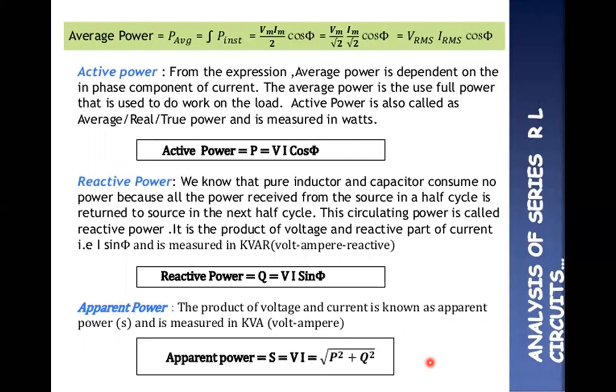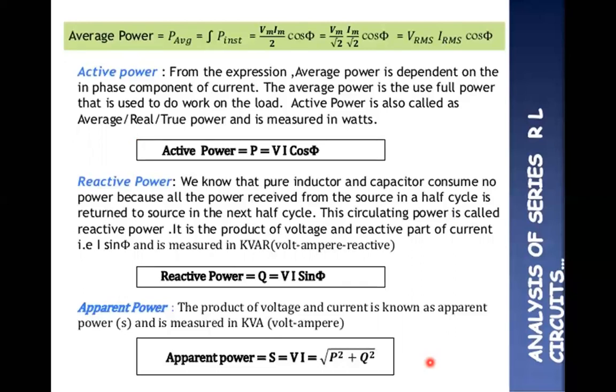So from here we have the average active and apparent power. Active power is dependent on the in-phase component of the current. The average power is the full power that is used to do work on the load. Active power is also called average or real or true power and is measured in watts. So active power is nothing but P is equal to VI cos phi.